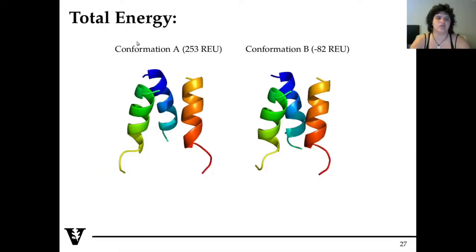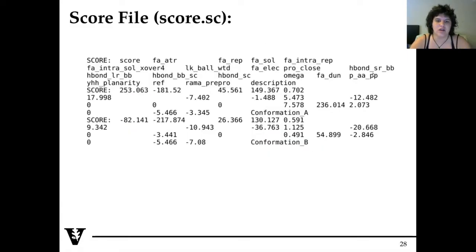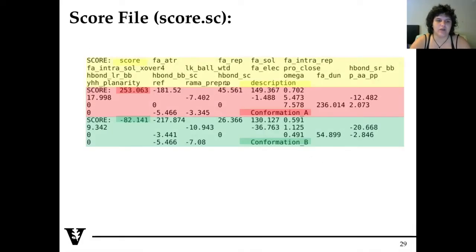So if we go back to the total energy and to our two conformations, let's analyze the score file. This is the score file. I guess you already saw some of them. It's really messy, but one thing we can do is divide it by each line. In the first one we just have the header with all the names of the descriptors for the columns. Then we have in red the description for the conformation A protein, and in green we have conformation B. In the second column you always find the total score.